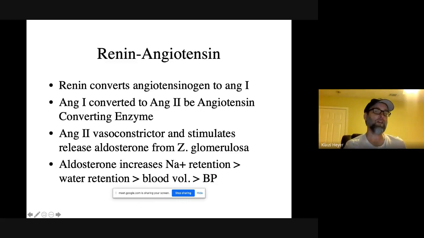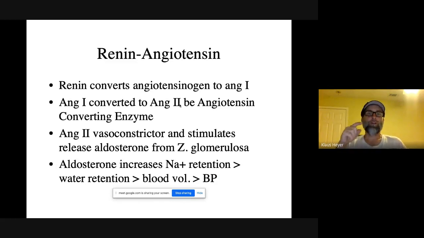So angiotensin 1 is getting converted to angiotensin 2 by angiotensin converting enzyme. Right? Angiotensin 2 by itself is already going to raise blood pressure. It's a vasoconstrictor. But angiotensin 2 has another job. It's going to go to the zona glomerulosa, the adrenal glands, and it's going to cause the release of aldosterone. So angiotensin 2 is a vasoconstrictor, and it's going to cause the release of aldosterone. So finally we get to aldosterone. What does aldosterone do? It tells your body to hold on to sodium.